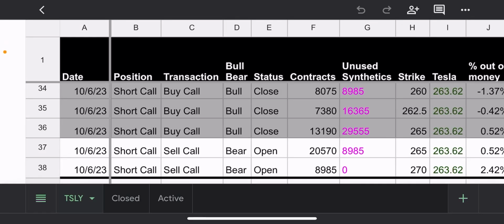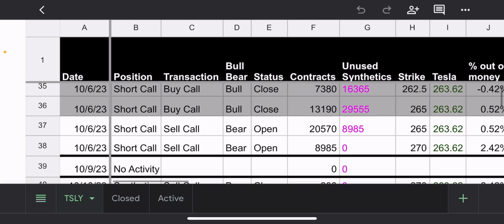Good morning. Today is Wednesday, October 11th, and today we will cover the TSLY trades as of Tuesday, October 10th. So let's take a look.